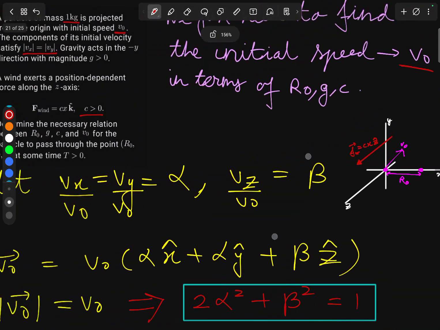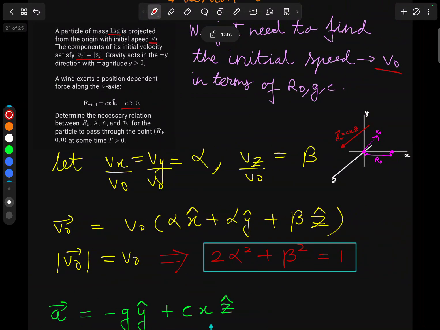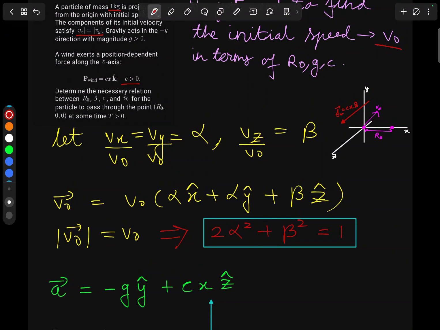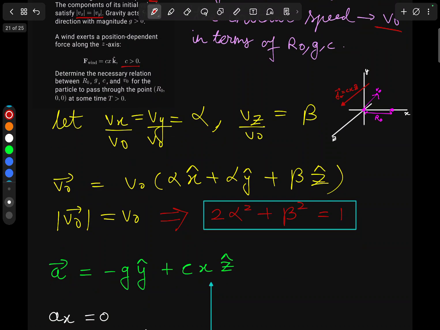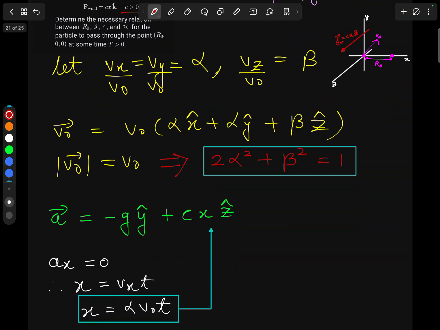So I can write down the initial velocity vector as v naught vector equals v naught times alpha x cap plus alpha y cap plus beta z cap, right? Now what I can do here is that mod v naught is going to be equal to v naught, and this gives me that 2 alpha square plus beta square equals 1, and this is going to be a very necessary relation for me to solve the question, right?